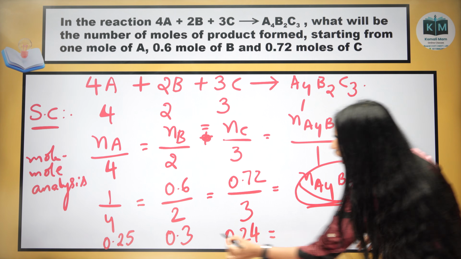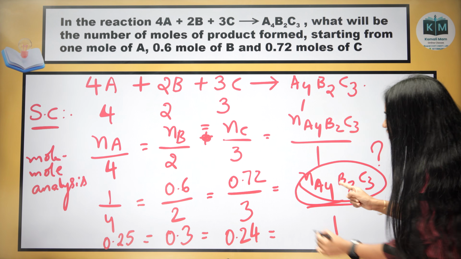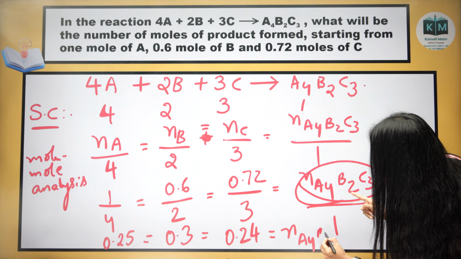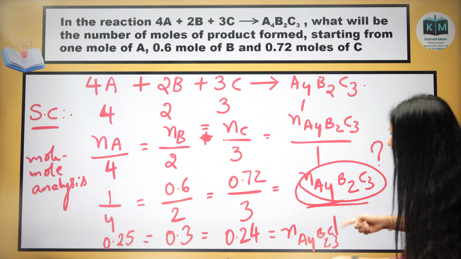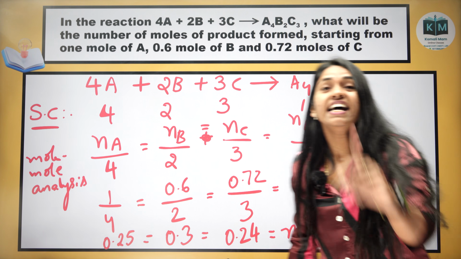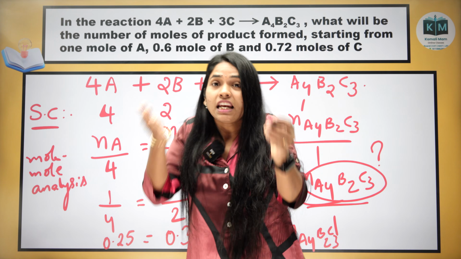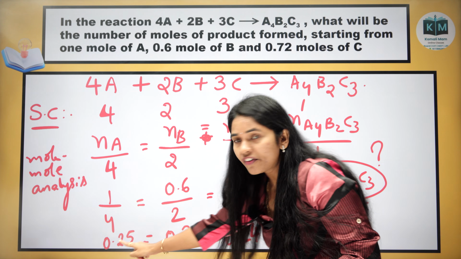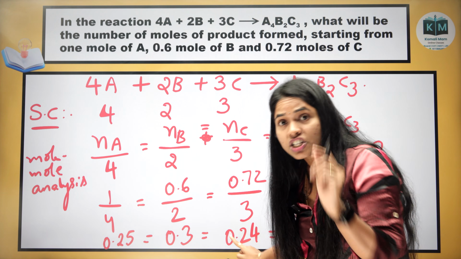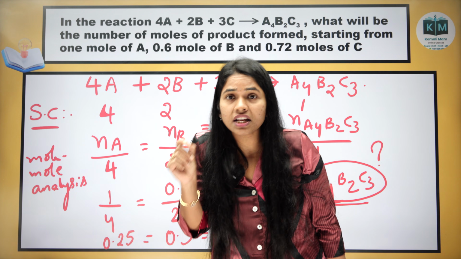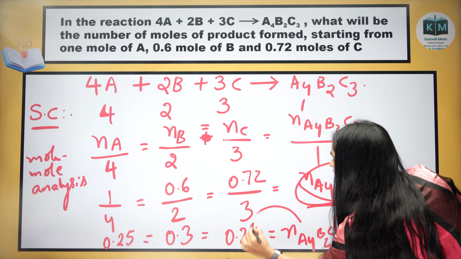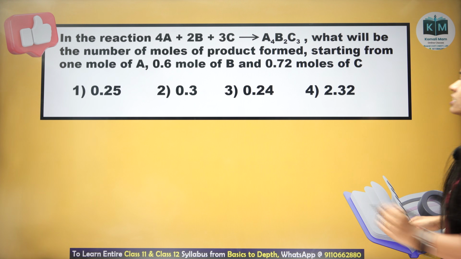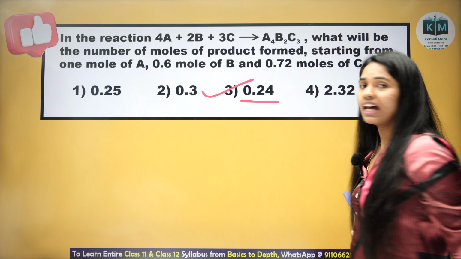Now, all are different values with which you will equate the number of moles of A4B2C3, because anyhow it is divided by 1 only. With what you relate, the trick is that whichever is present in the smaller quantity is the limiting reagent. So 0.25, 0.3, 0.24, which is the lesser number? 0.24 is the lesser number. So you have to relate with this, that is our answer. So let us see which option is the answer. 0.24. Option 3 is the correct answer.